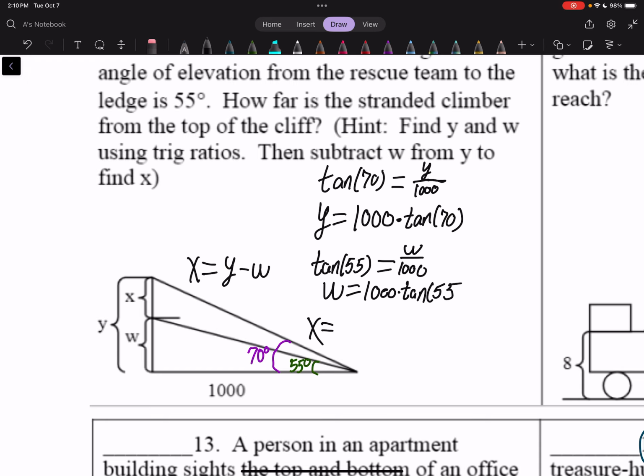Now, for the sake of room here, I'm going to pull out the GCF of 1,000, and this is tangent of 70 minus tangent of 55. Whenever you type this in your calculator, you're going to get the distance he is from the top of the cliff is approximately 1,319.3 feet.